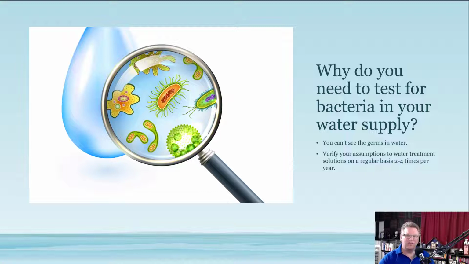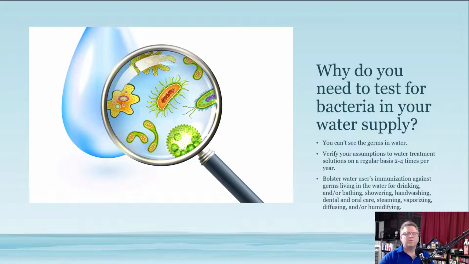You need to test, as I've mentioned before, to verify your assumptions: is this system actually working? And if it isn't, that's when you need to begin to troubleshoot and find out why. But we recommend that you do the testing at least anywhere from 2 to 4 times a year. If you have somebody that is significantly suffering from a compromised immune system, you're going to want to test more frequently than just once or twice a year. So I would say a good way to do that is to test on a quarterly basis.